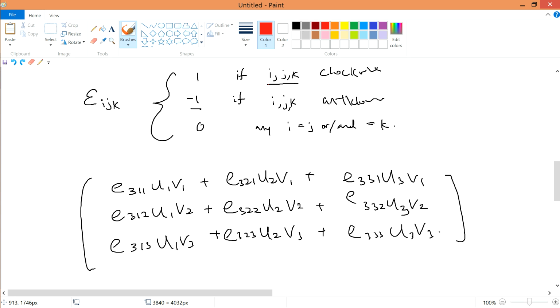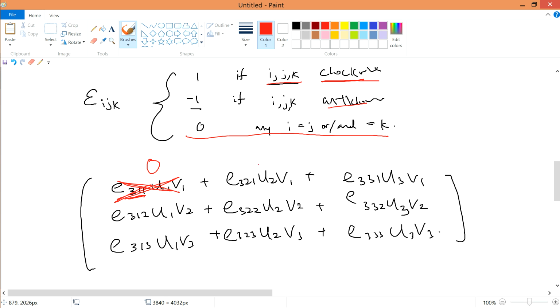If ijk is clockwise, in this case 311 is neither clockwise nor anti-clockwise. It falls under this section. So in this case, j and k are the same, so it's 1 1, and therefore this whole thing becomes 0.